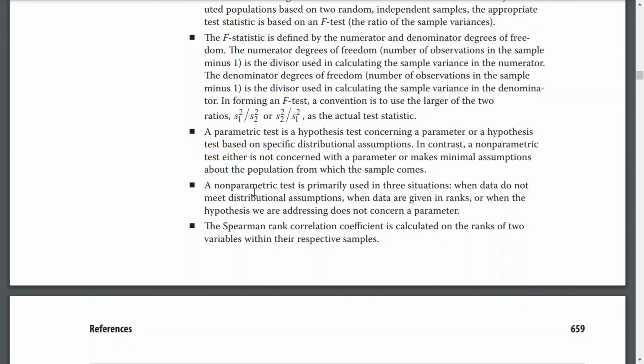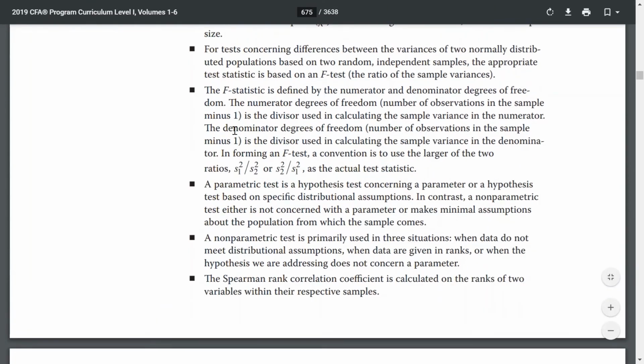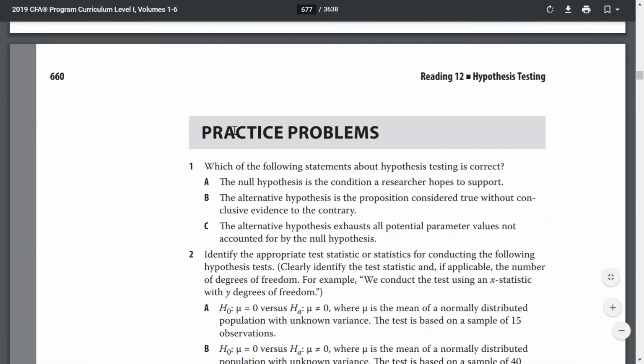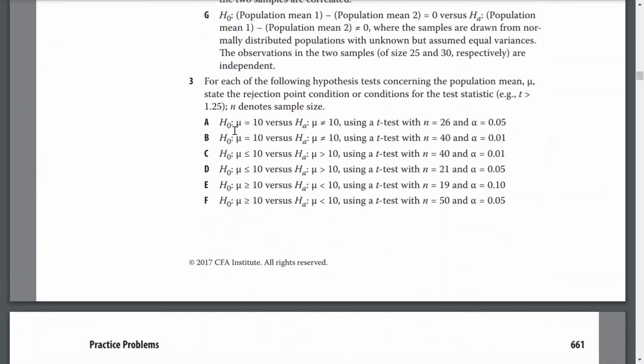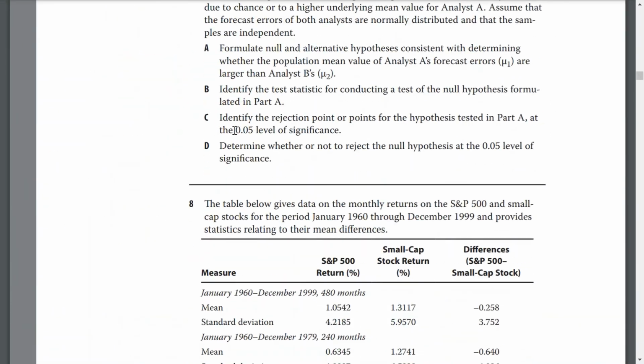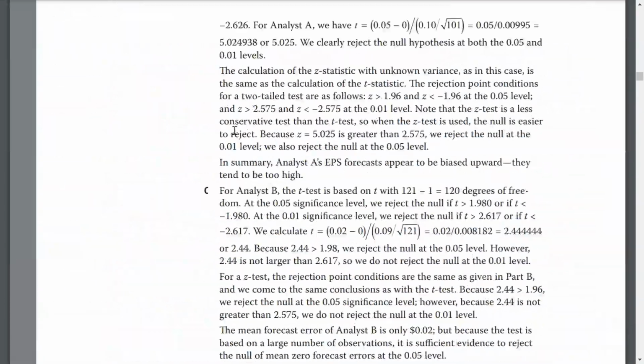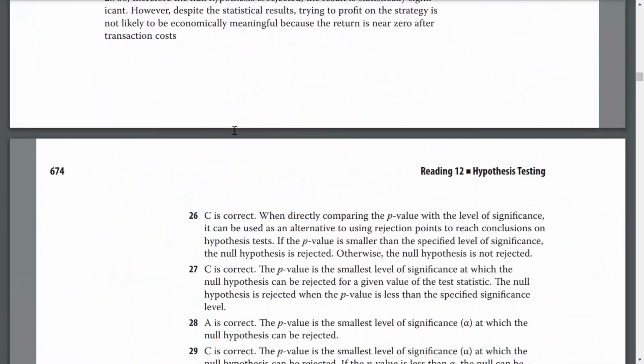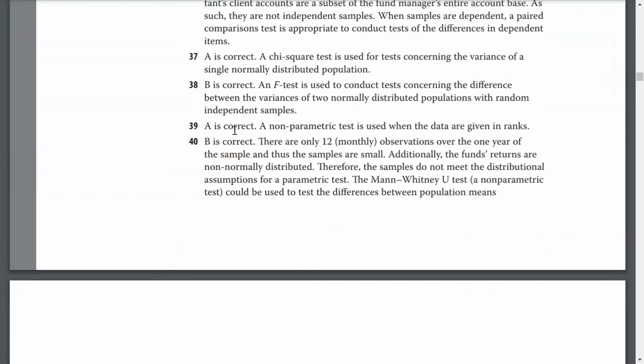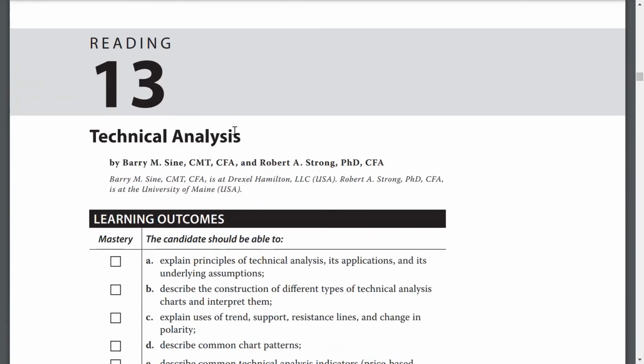Okay, so that is reading 12 in the quantitative analysis section. Our next section is going to be on technical analysis, and then we're going to finish this first section of the book, which is ethics and professional conduct and quantitative analysis. So we have a few more readings left, which is technical analysis.